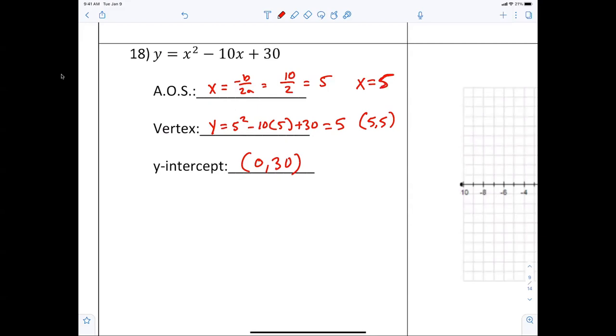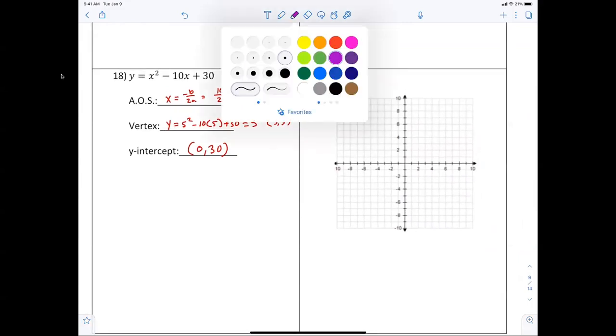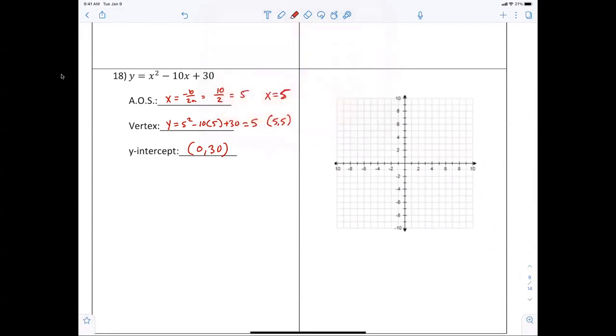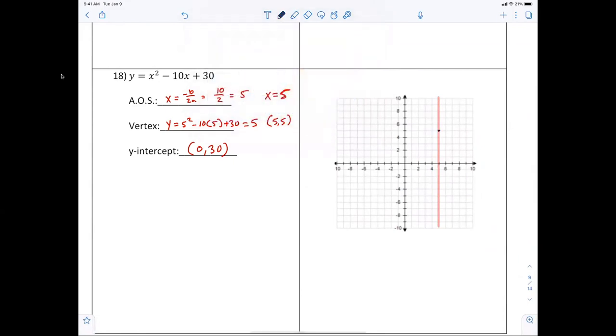All right, so the first thing we want to do is go ahead and graph x equals 5. So we can do that. This was x equals 5. Now the vertex is 5, 5. So we'll graph 5, 5. The problem is I really can't graph 0, 30. All right.